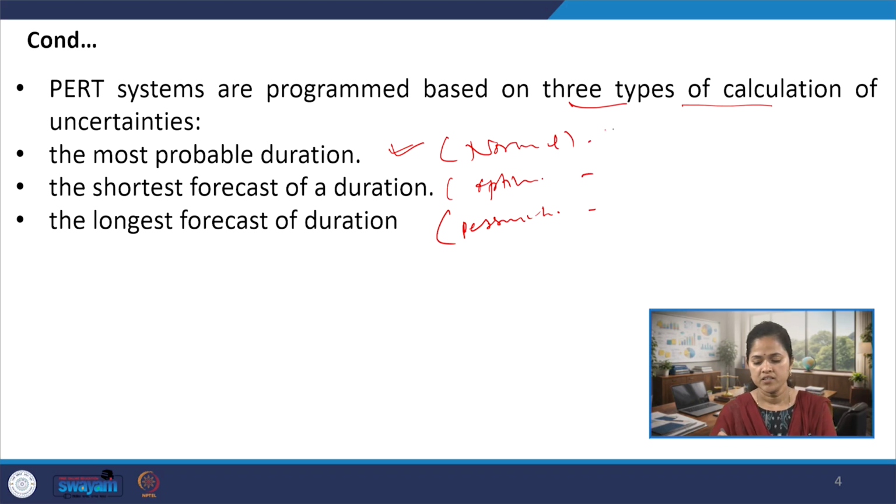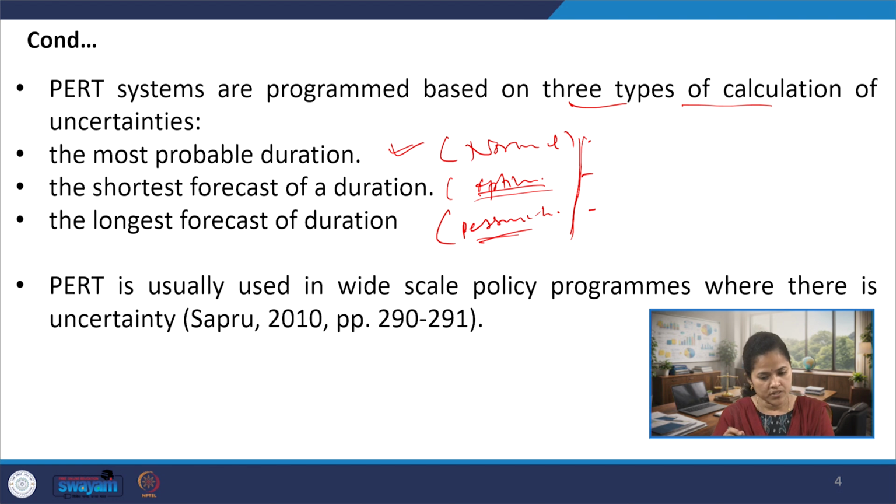Since PERT systems are programmed based on these three different scenario calculations, we can say that this tool can be applied under conditions of uncertainty, because we take into account the optimistic conditions as well as the pessimistic conditions for the policy. This particular feature of handling uncertainty is also acknowledged by many authors. R.K. Sapru also acknowledged that PERT is usually used in policy programs where there is a large degree of uncertainty.